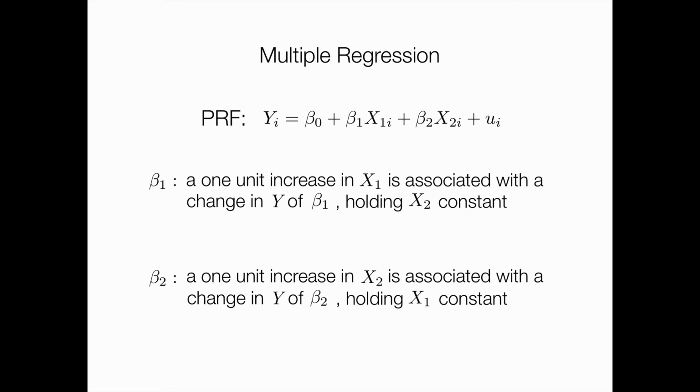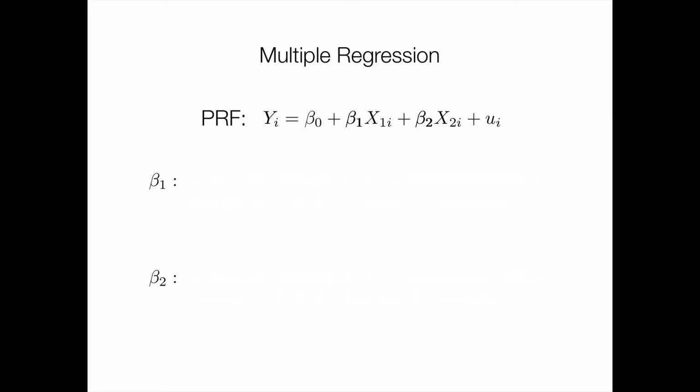This notion of holding variables constant also corresponds to the calculus. So, if we were to take the partial derivative of y with respect to x1, we would get beta 1, and a partial derivative of y with respect to x2, we would get beta 2. A partial derivative assumes that the other variables in the equation are being held constant.